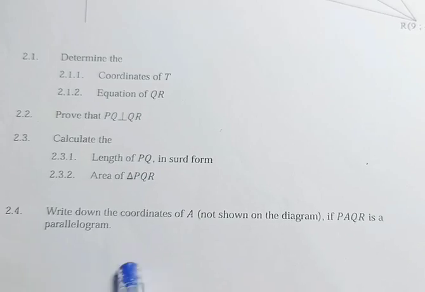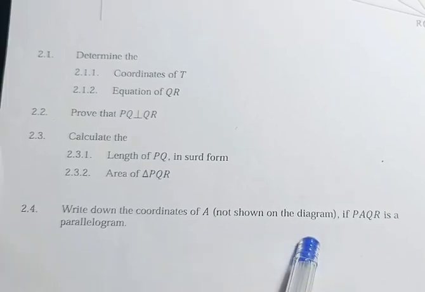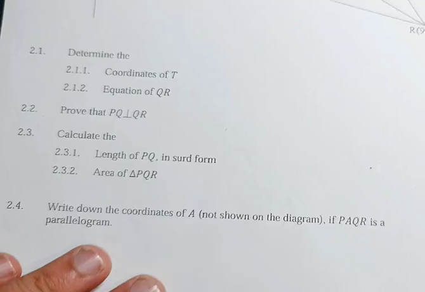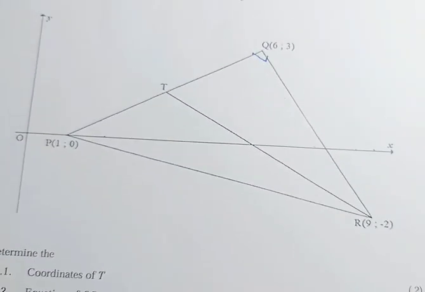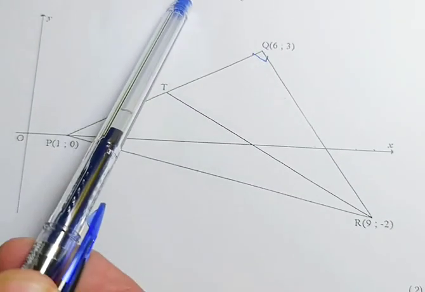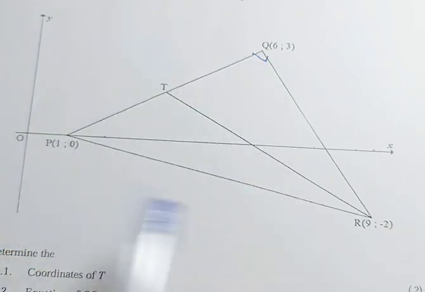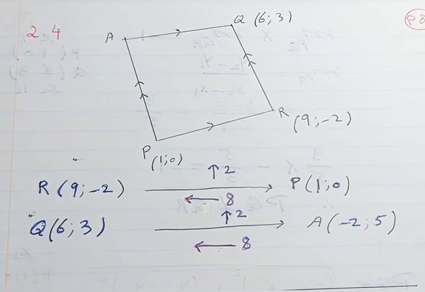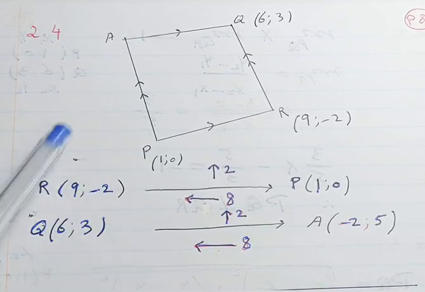The last question says write down the coordinates of A, not shown on the diagram, if PAQR is a parallelogram. So he is saying that if A is somewhere here, PAQR is a parallelogram. He says find the missing coordinates of A. So you need to draw a rough sketch of the parallelogram, then you can find the coordinates of A. So I draw a sketch of parallelogram PAQR.